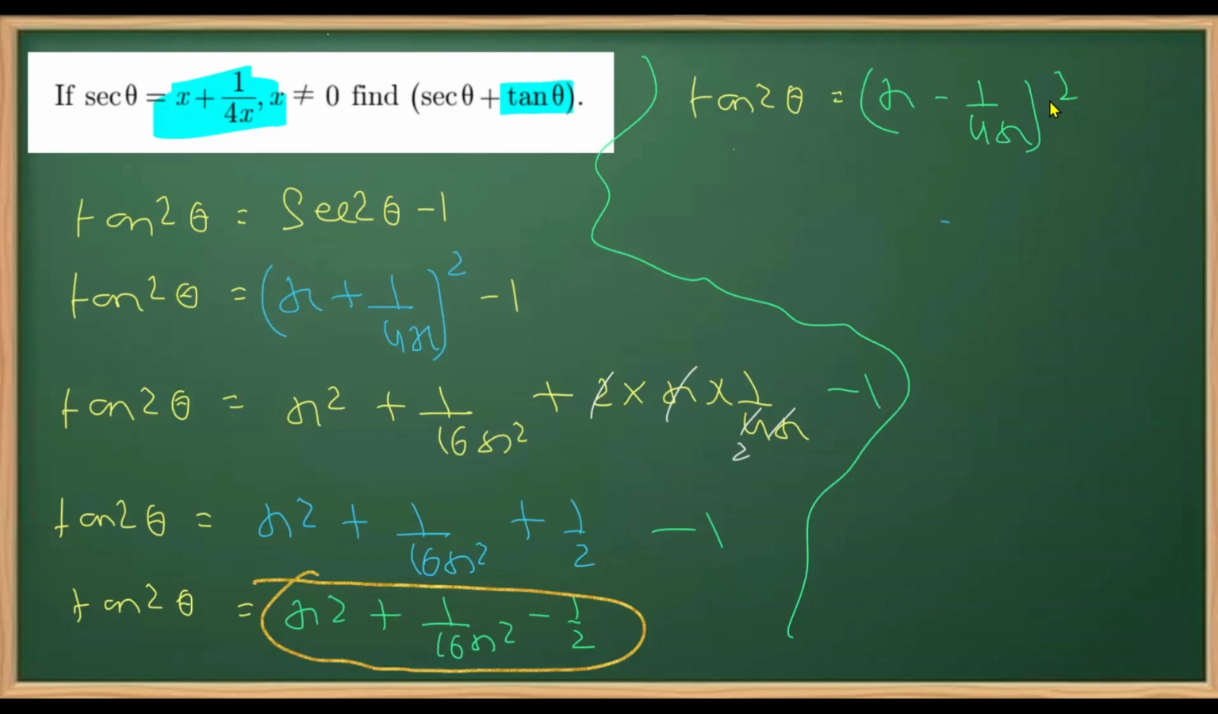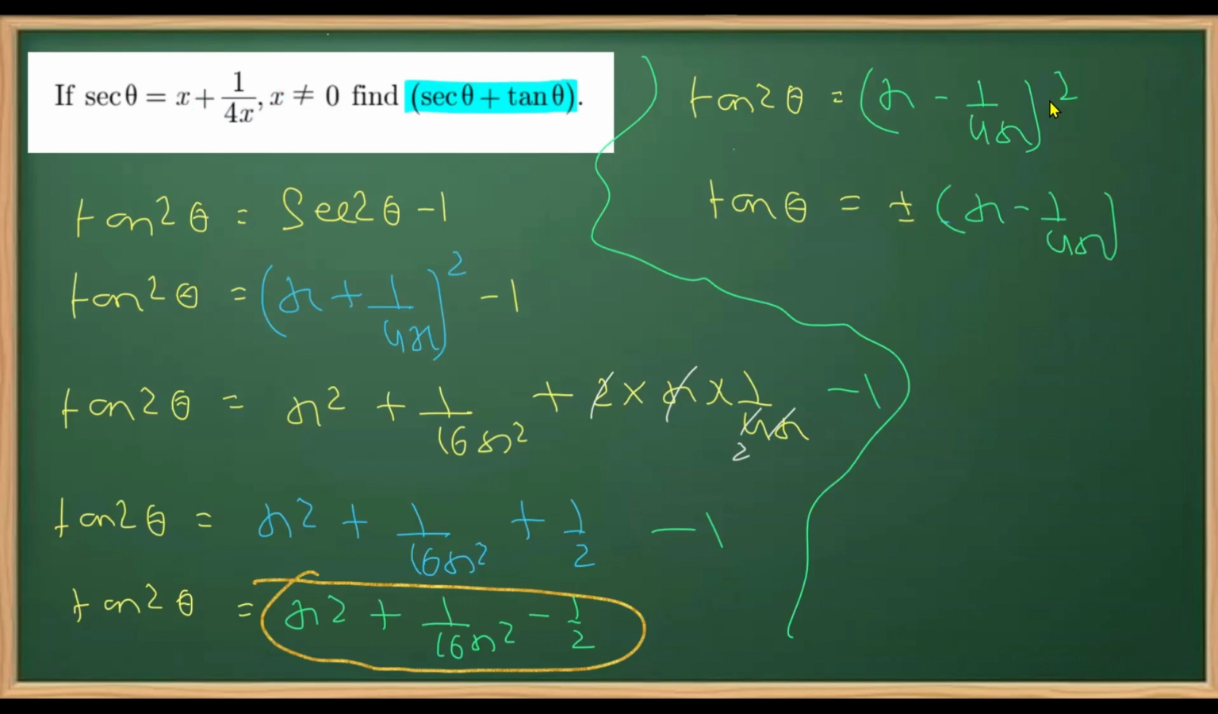Now for the rest part, what we know is that this is tan theta, there is a square, right? So it should be plus minus. The value of this is going to be x minus 1 over 4x. Now we have to get the value of secant theta plus tan theta. We have the value of secant theta, and for tan theta we have two possible values.